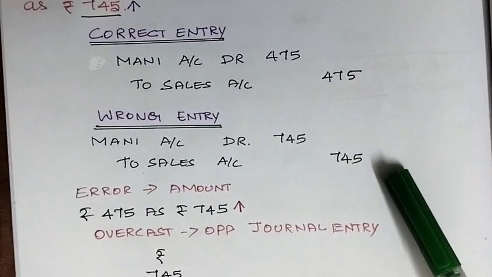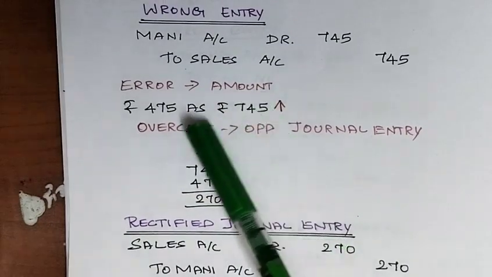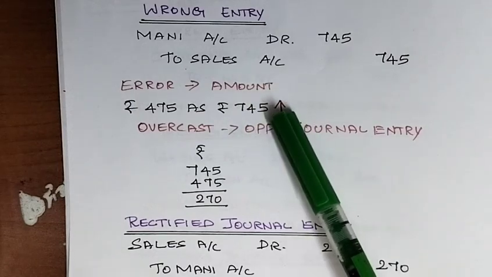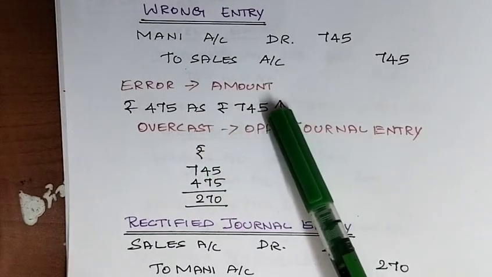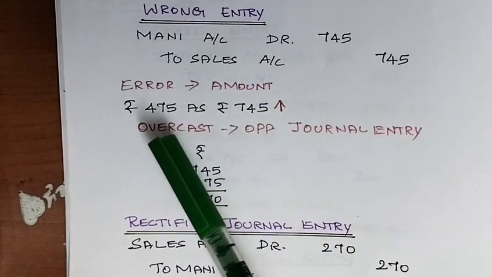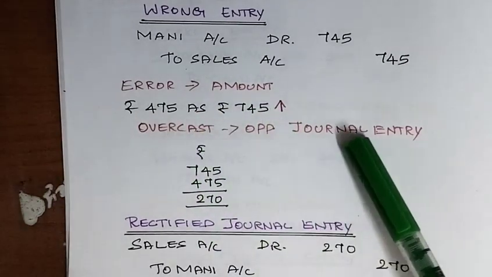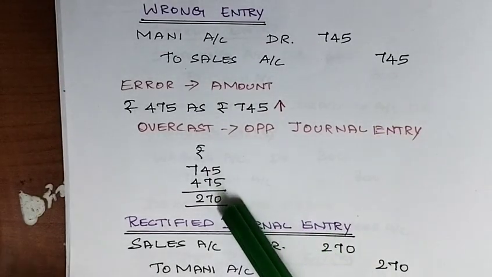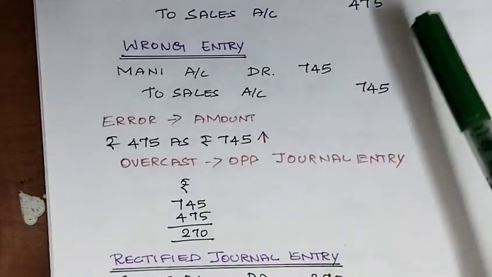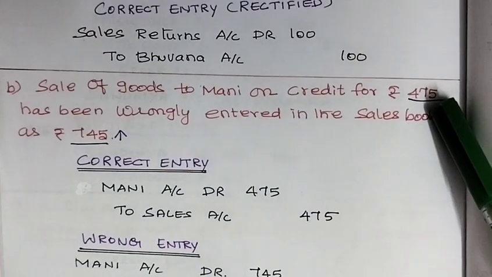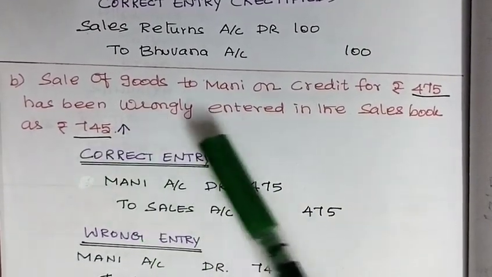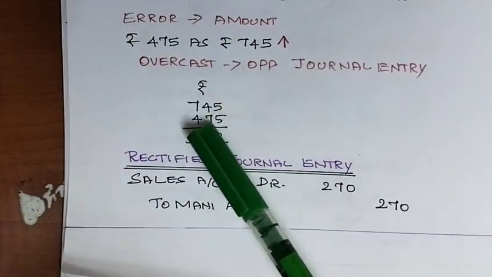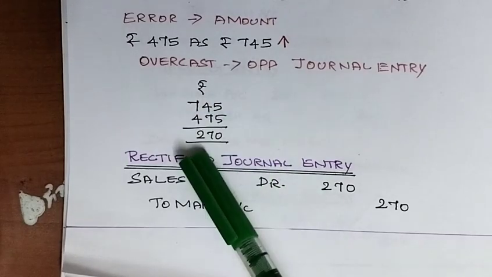Instead of ₹475, an accountant entered ₹745 to sales account. So where is the error? The amount is the error. Instead of ₹475, an accountant entered ₹745 in the sales book. Okay, so this is an overcast. Whenever you see an overcast, an excess, you have to follow the opposite journal entry. Before that, we have to find out the difference value. You can't enter 475 or 745. You have to find the difference between these two amounts. For that, you subtract 475 from 745. You will get 270.